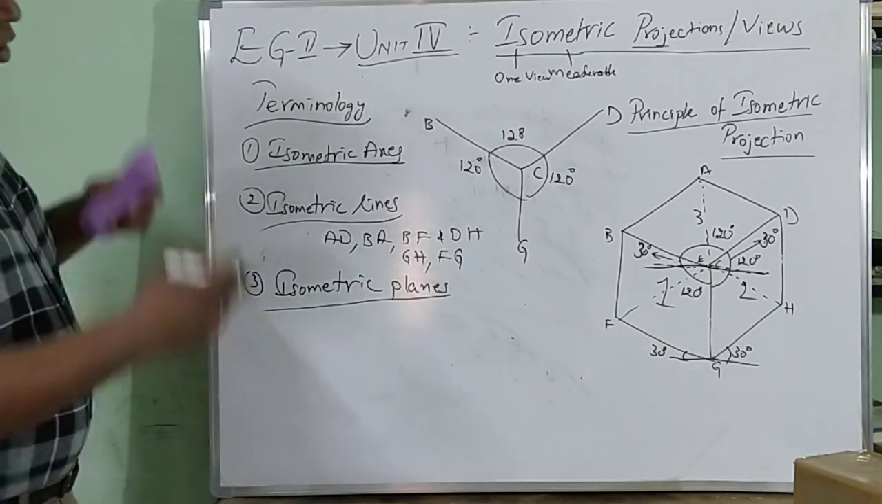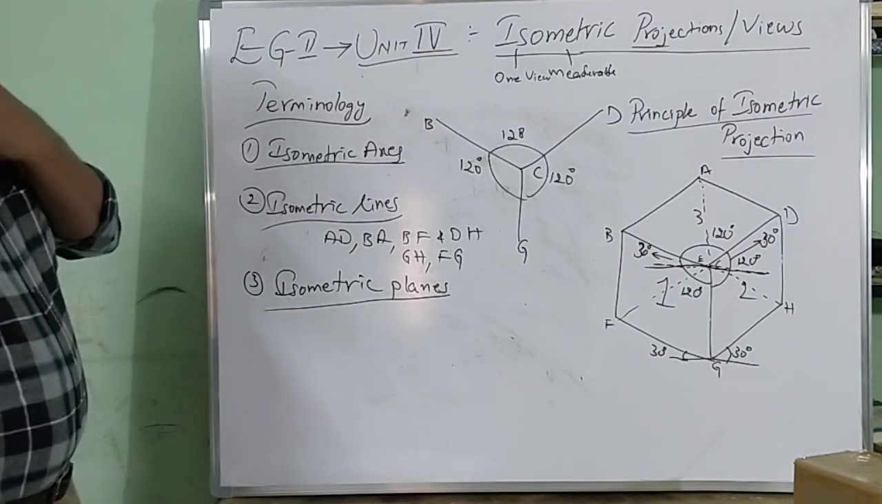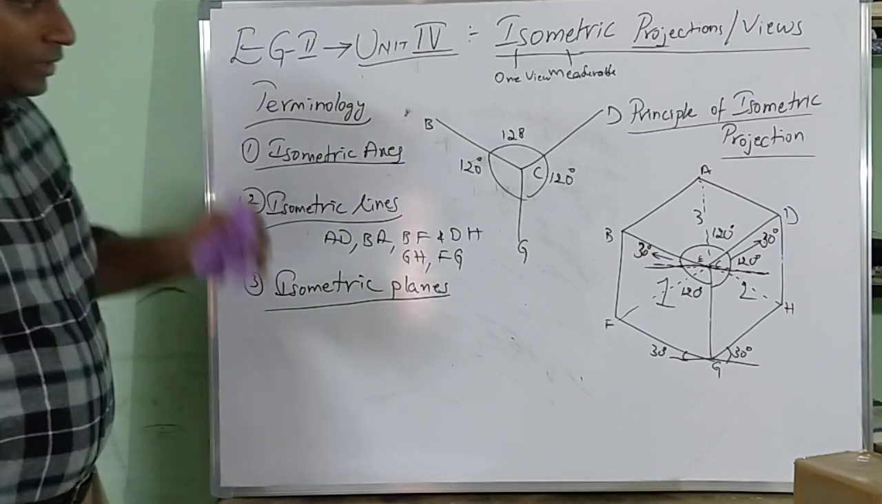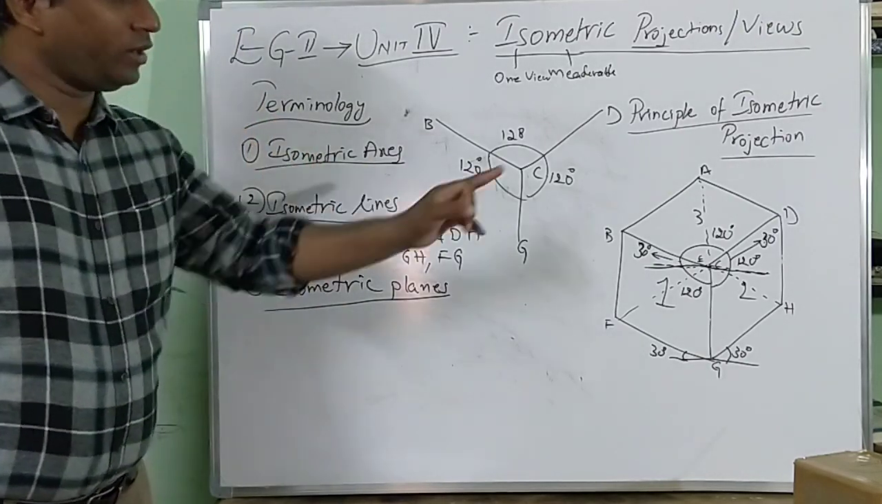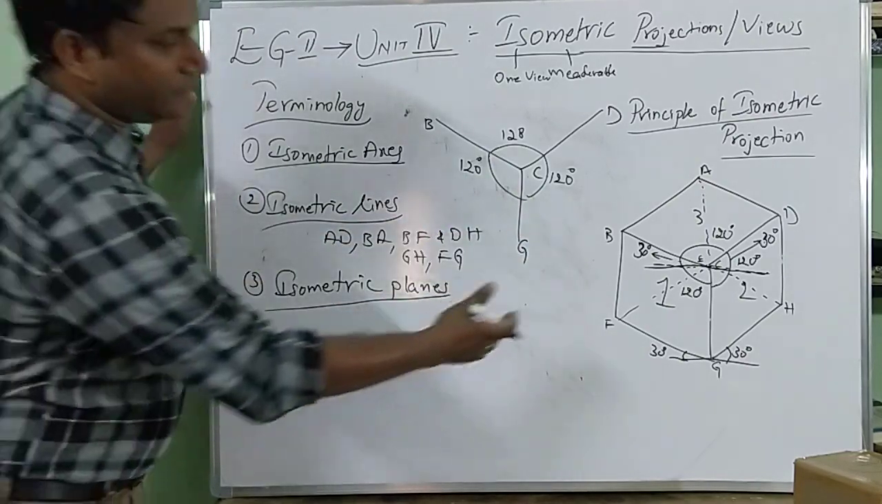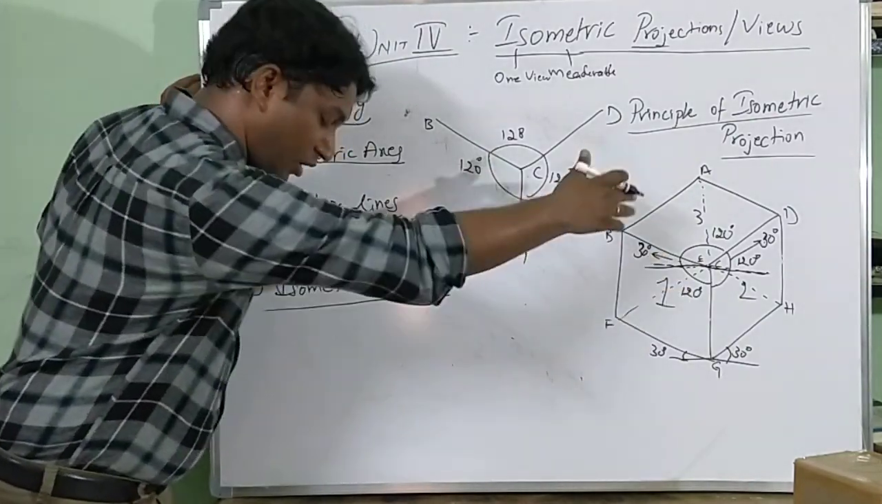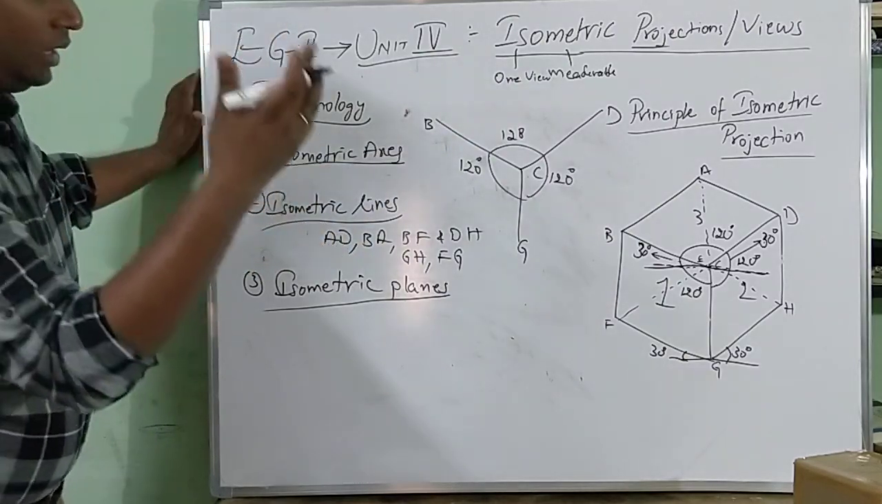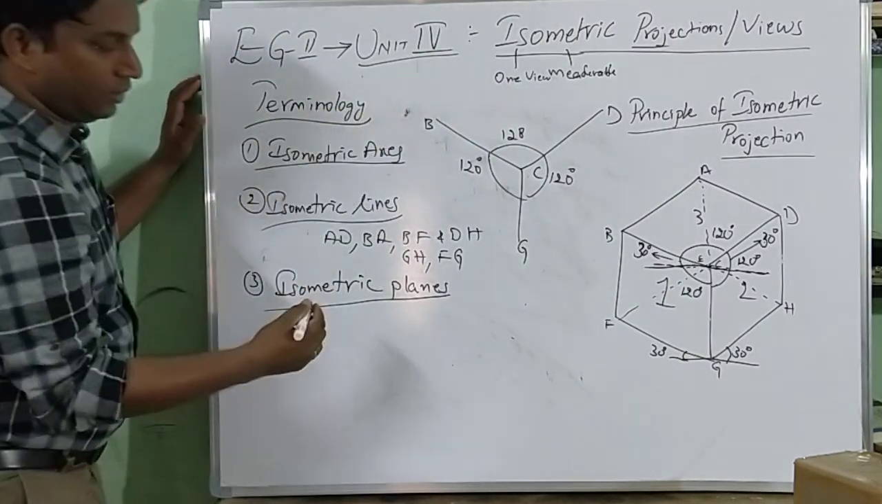Isometric planes. See how many planes you can see. As I discussed, there are three planes: 1, 2, 3. This one on the left side is the first face, the second face, the third face. First plane, second plane, third plane.